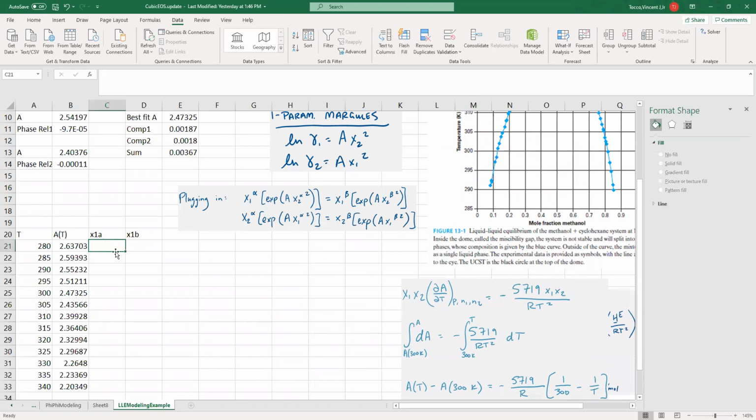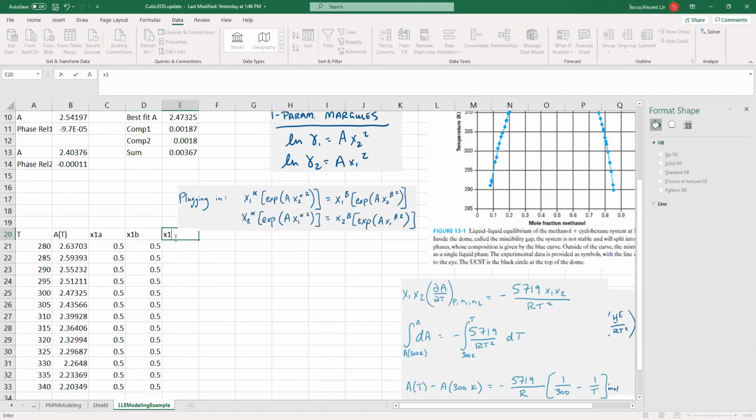So I'm going to make columns for X1 alpha and X1 beta. This is going to be my initial guess, so I'm just going to plug in 0.5 for both. Once again, just an initial guess. I'm also going to simplify things so I'm not typing in 1 minus X1 alpha all the time. I'm going to make an X2 alpha and an X2 beta. In this column it's equals 1 minus X1 alpha, and this column is equals 1 minus X1 beta.